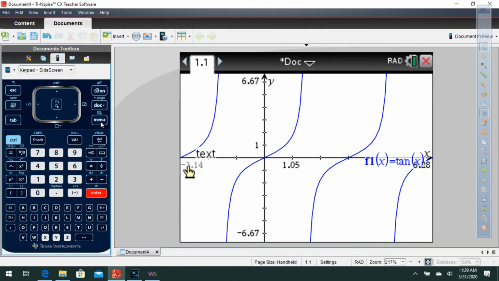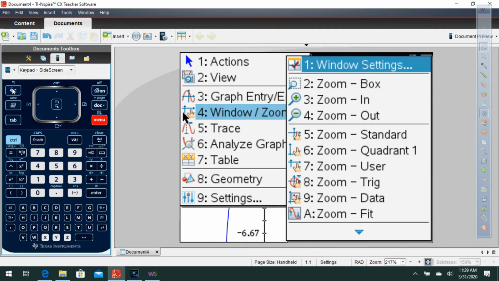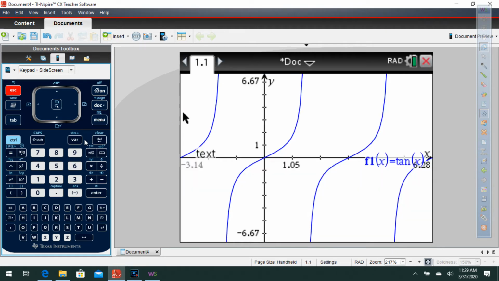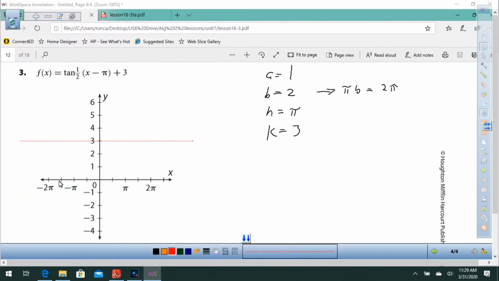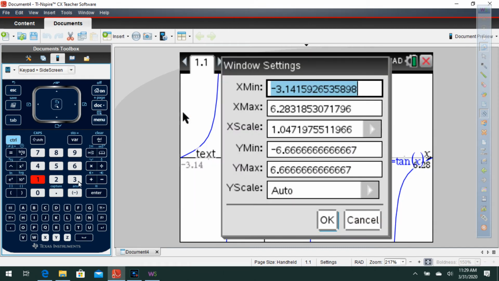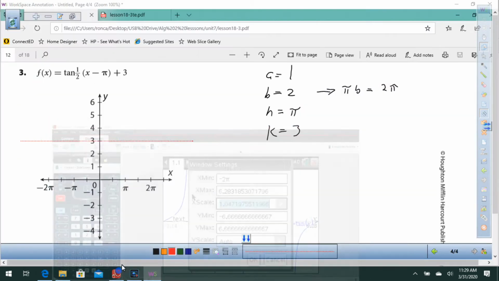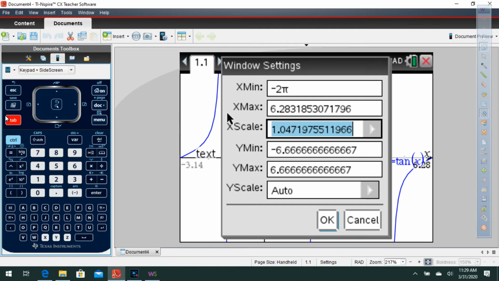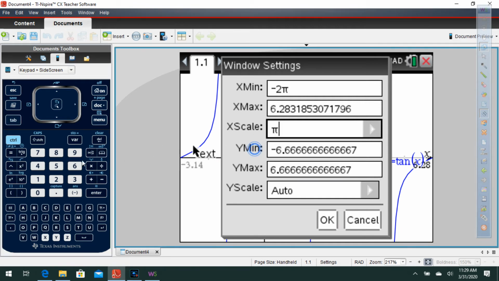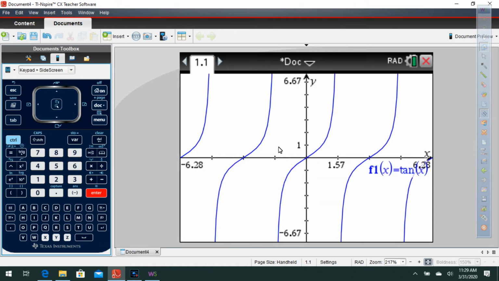I'm going to put, let's see, menu. What do we got here? It goes from negative 2 pi to 2 pi. So menu 4, 1, negative 2 pi to 2 pi. And then what did we have here? We had pi over 2. So we got pi divide 2. And then there you go. Now, remember, the period is pi. So you got an asymptote here at pi over 2 and negative pi over 2.